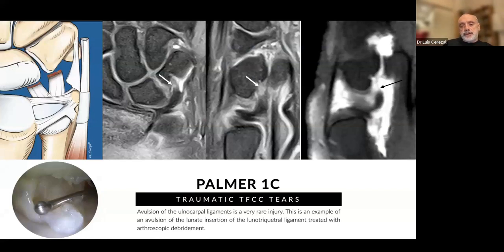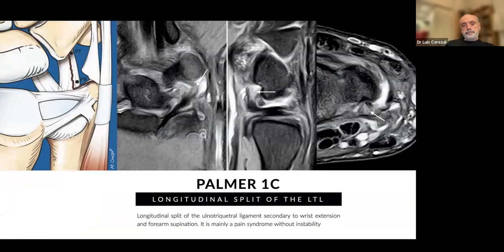Palmer class 1C are really uncommon injuries, and it's also very easy to identify on MRI. We see on coronal and sagittal a complete tear of the ulnocarpal ligaments, and this is another case on MR arthrography, where the detachment with a ligament stump is very clear on imaging.